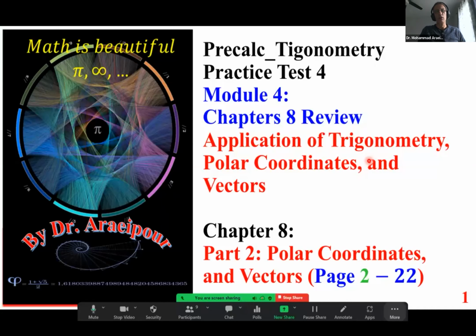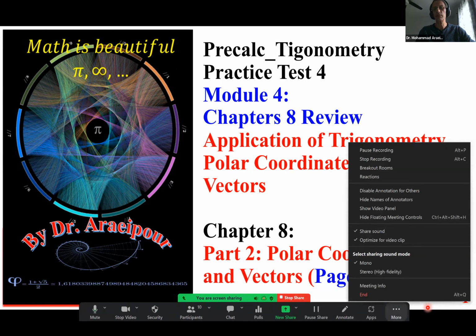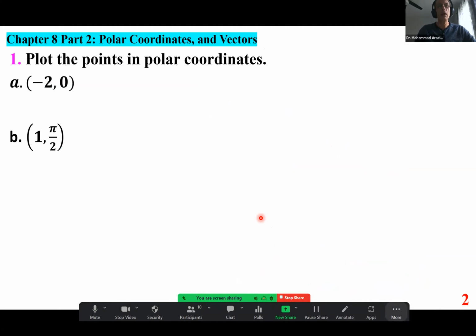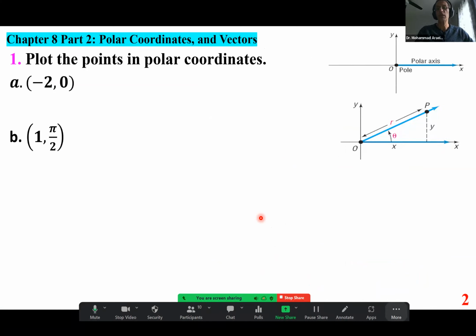Good morning, class. We are looking at Module 4, Chapter 8 review, Part 2, polar coordinates and vectors. A couple of questions we've seen already, so quickly plot the points in polar coordinates. Polar coordinates, basically we have a pole, the same as the origin, and the positive side of the x-axis.